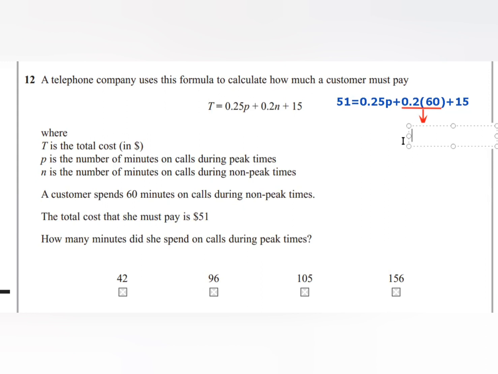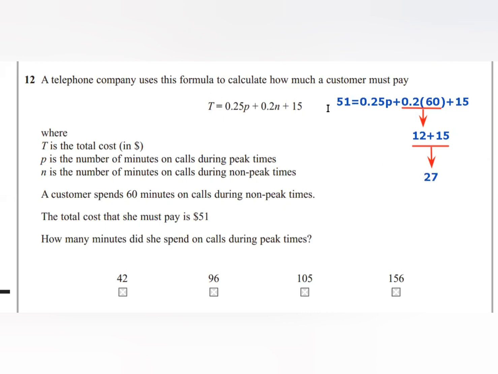It's going to be 12. So this is 12. And then I'm going to add 15 to it. So it's going to be 12 plus 15. I have to do these steps so I can understand how to answer the question. So it's going to be 27. Now I have 51. Let's write them together.